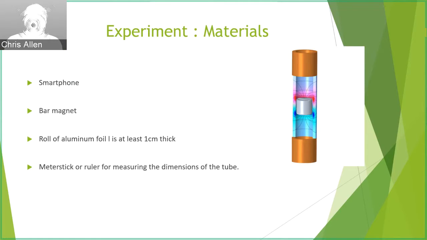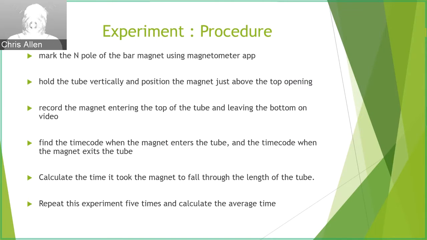The materials for the experiment are a smartphone, a bar magnet, a roll of aluminum foil which will be at least 1 centimeter thick, and a metal stick or ruler for measuring the dimensions of the tube. For the procedure, we mark the north pole of the bar magnet using a magnetometer app, hold the tube vertically and position the magnet just above the top opening.